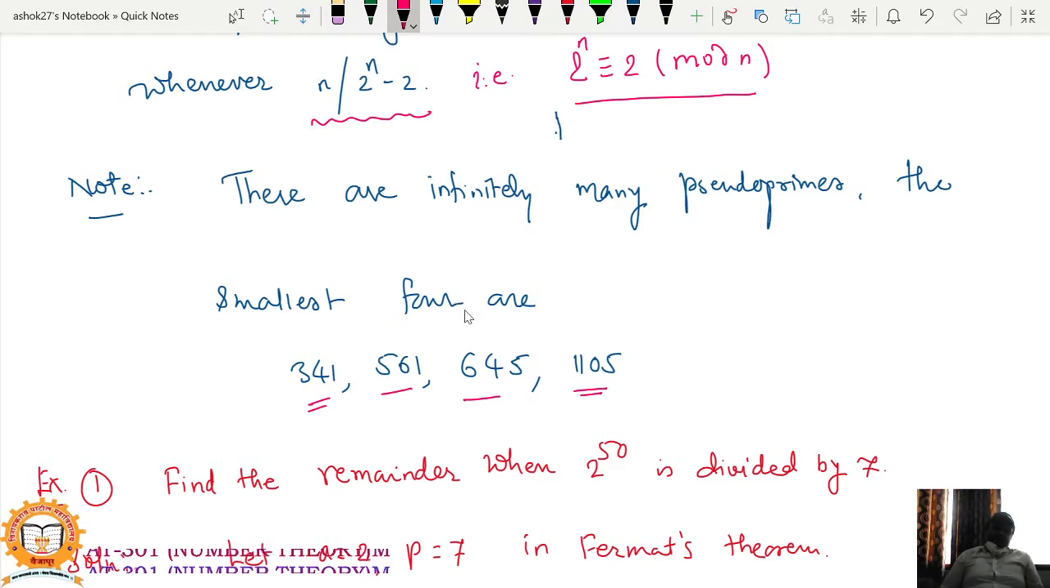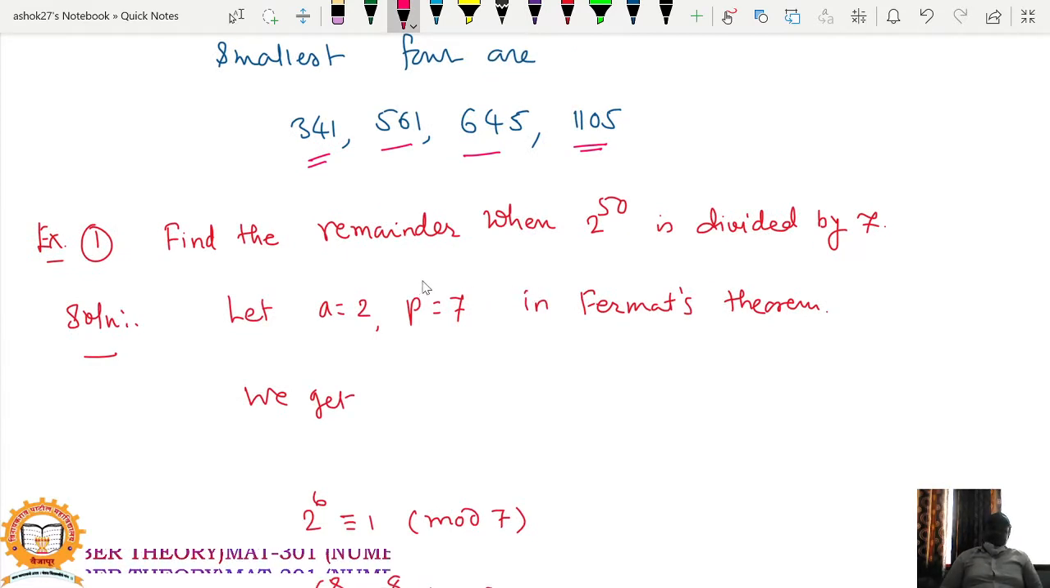There are infinitely many pseudo primes, but pseudo primes exist more rarely than prime numbers. Up to 1000 there are only three pseudo primes. The first pseudo prime is 341, the second is 561, and the third is 645. So as compared to regular primes, pseudo primes exist rarely. Their number is smaller.